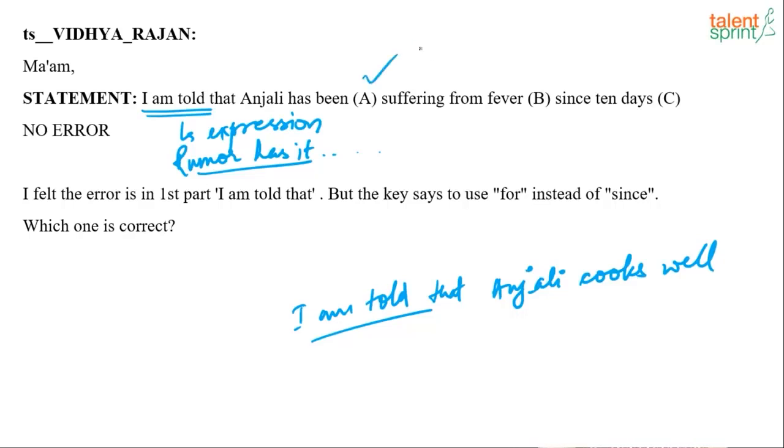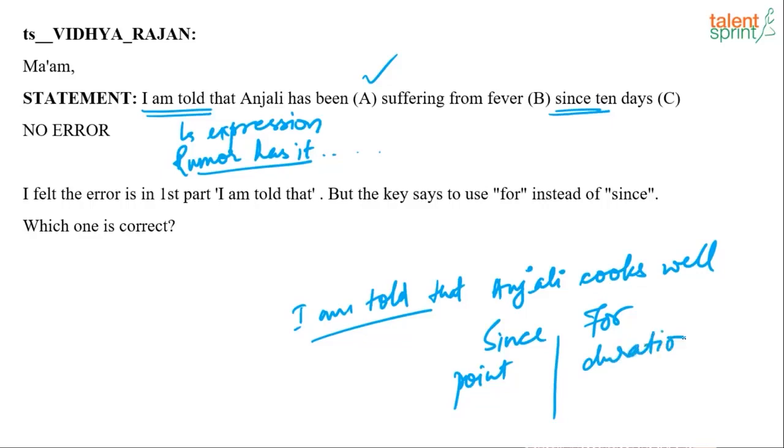A is absolutely fine. Suffering from fever since 10 days. It will not be since 10 days. We have done since and for. Since is for a point in time, and for is for duration, and here we are referring to 10 days, which is a duration. Okay, it is not a specific point in time, so the error is in option number C.